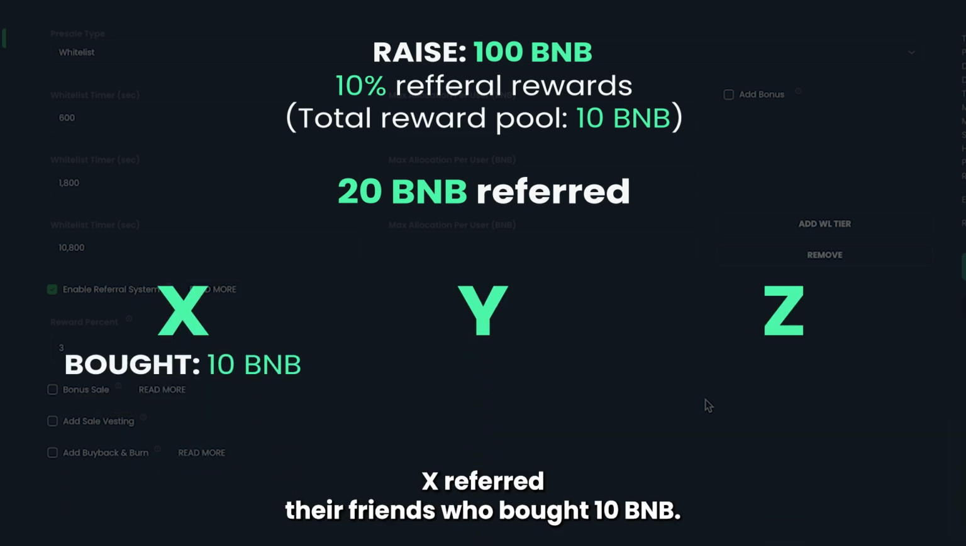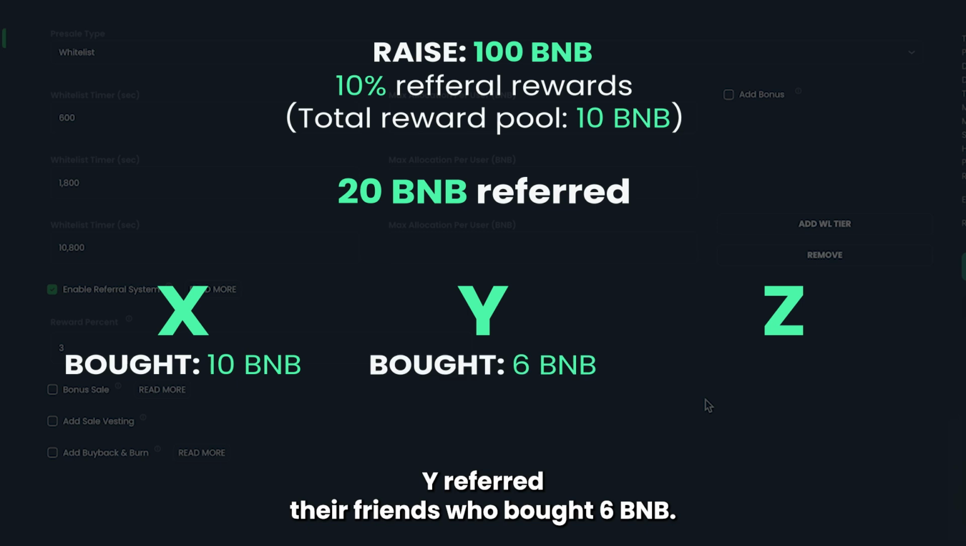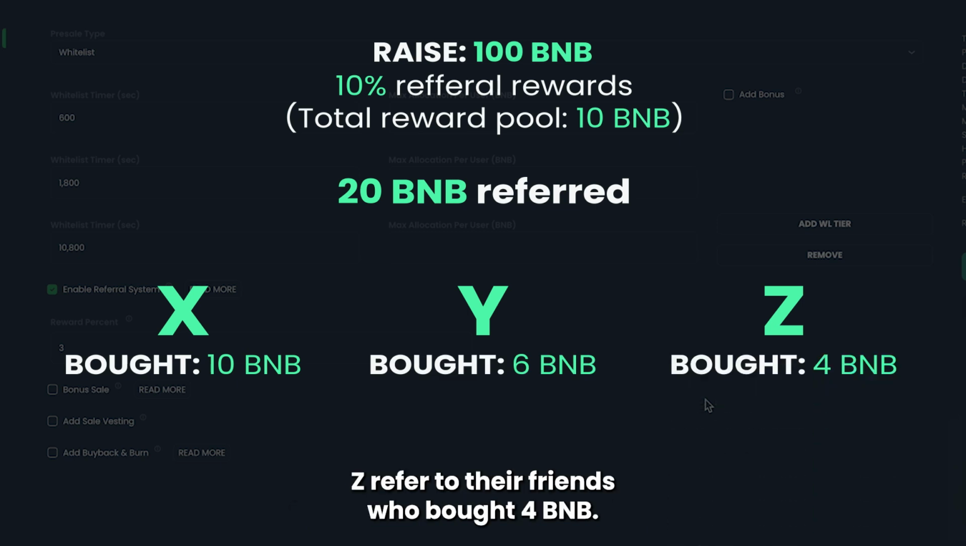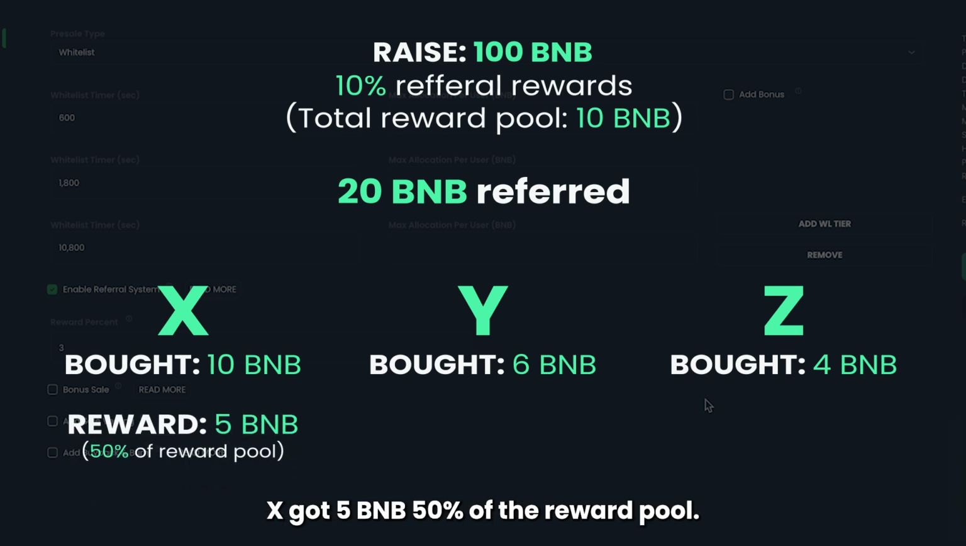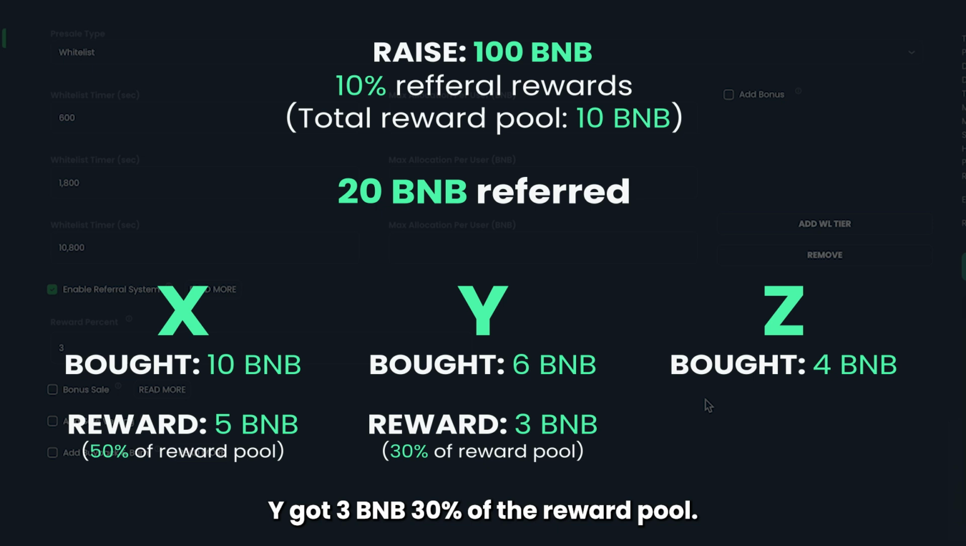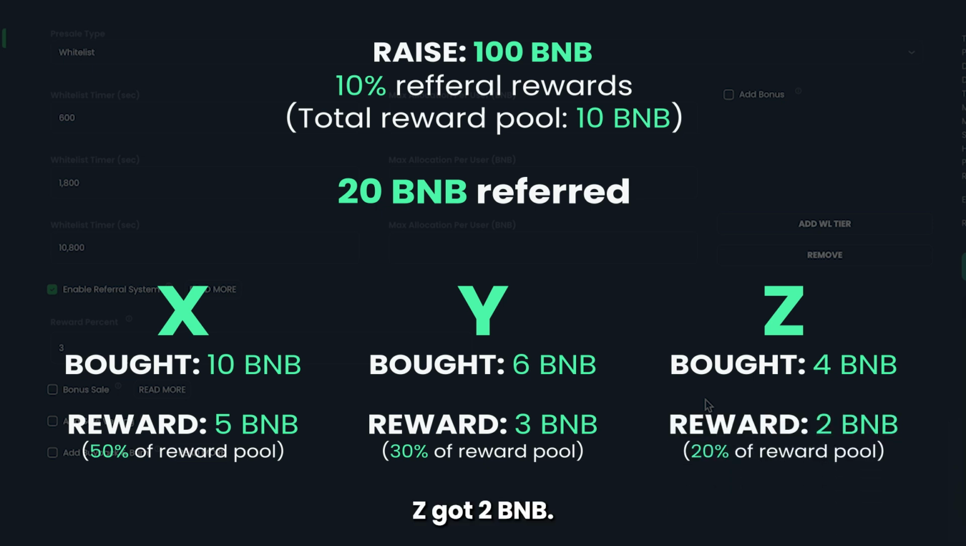X referred their friends who bought 10 BNB. Y referred their friends who bought 6 BNB. Z referred their friends who bought 4 BNB. They received the following rewards. X got 5 BNB, 50% of the reward pool. Y got 3 BNB, 30% of the reward pool. Z got 2 BNB, 20% of the reward pool.